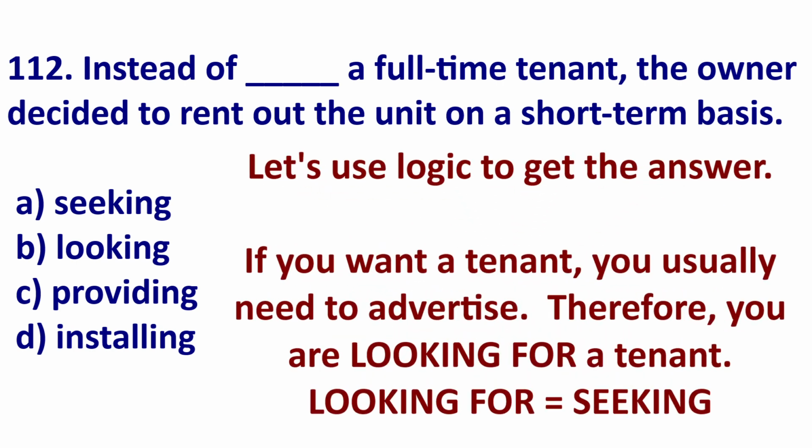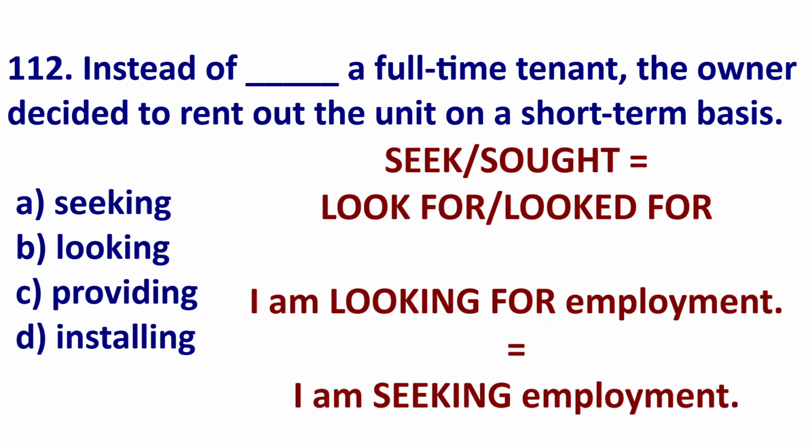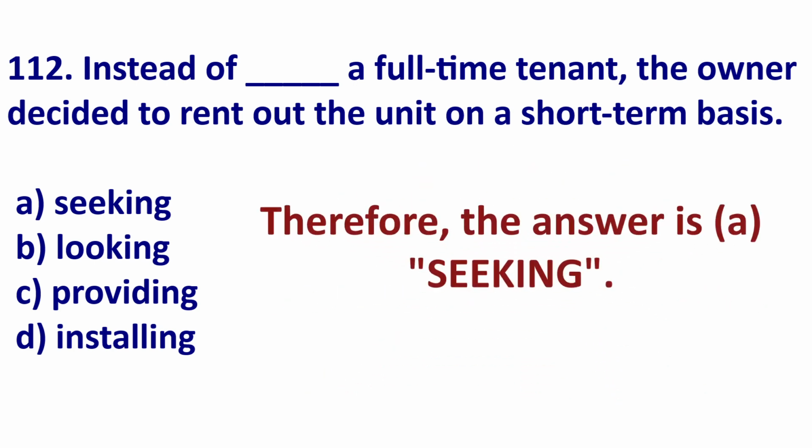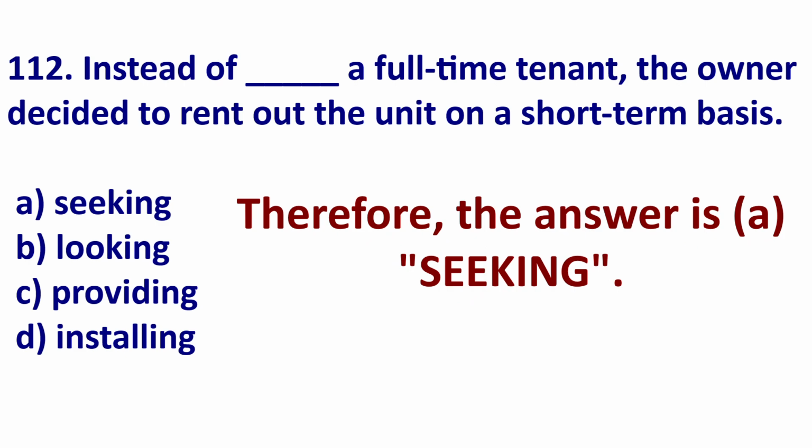So now we have provide and seek. Well, we have to understand the idea. If you want a tenant, so someone to rent your space, you usually need to advertise. Therefore, you are looking for a tenant. What is another way to say look for? Seek. The verb forms are seek, sought, sought. So if I say I am looking for employment, another way, I am seeking employment. Notice there is no for after seek. So the answer is A, seeking.